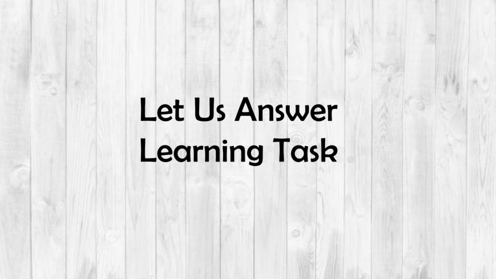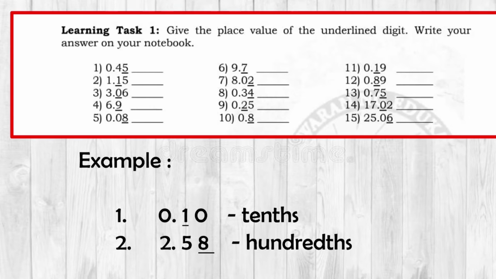Let us answer learning task. Okay? So, learning task 1. Give the place value of underlined digit. Write your answer in your paper or in your notebook. So, how can we answer this learning task number 1? So, I have here an example. So, number 1, we have 0.10. Okay? So, ang naka-underline is 1. So, nasaan or anong place value ng 1? Siya ay nasa tenths. Okay? Siya ay nasa tenths. Because tenths, hundredths.